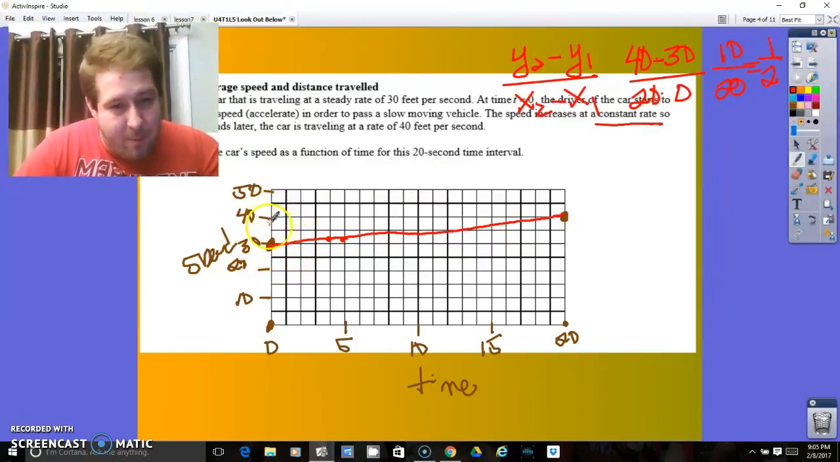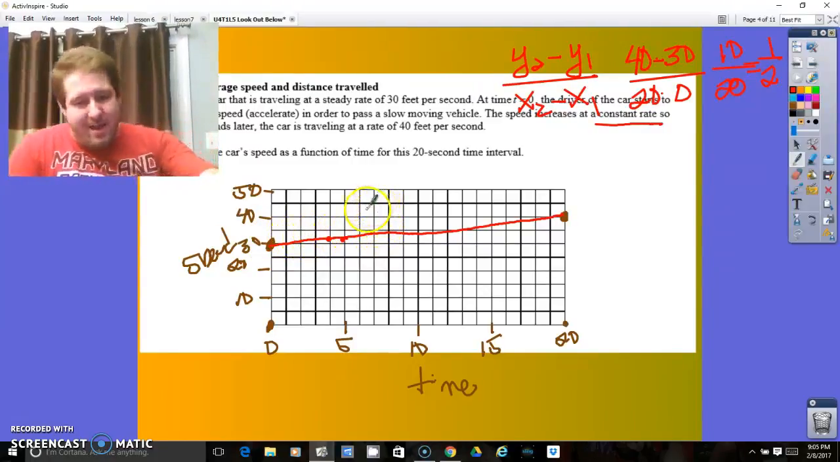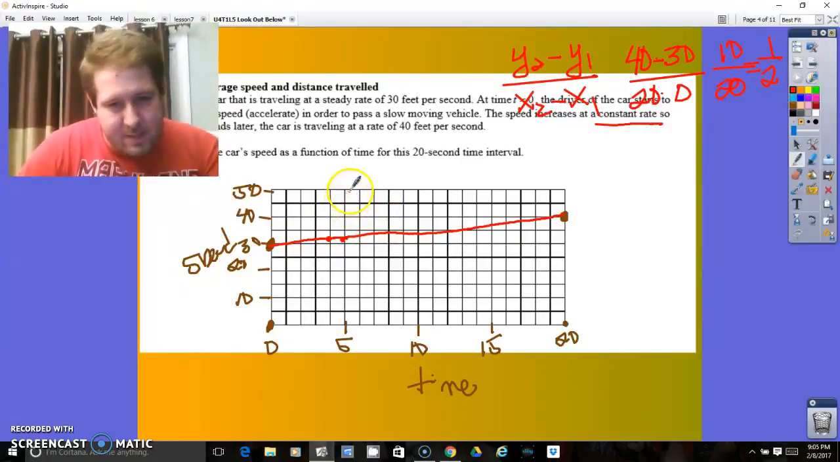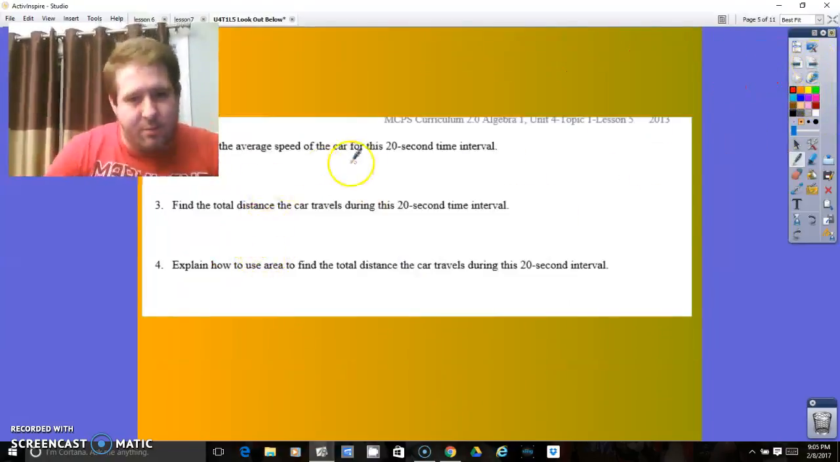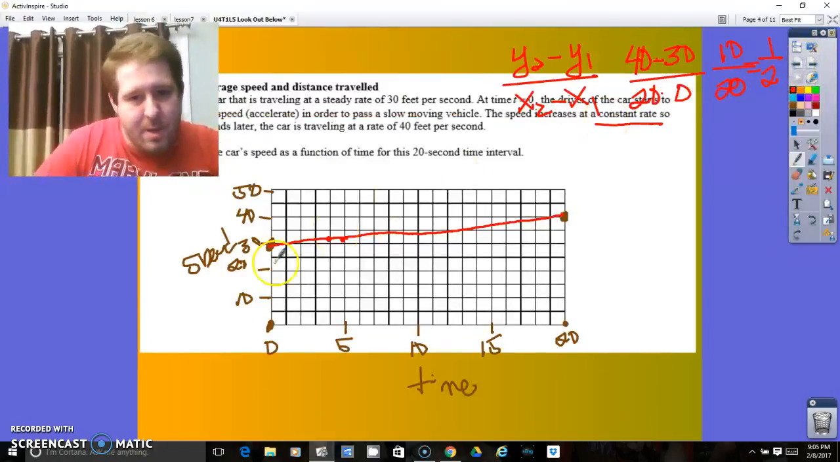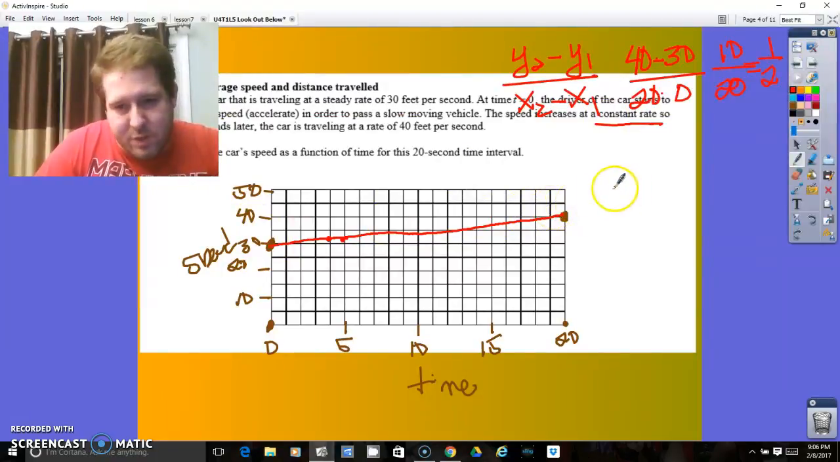Now, keep in mind that we went by increments of 5 here. So it's not going up 1 box, it's going up 1 mile per hour. It's going up 1 right 2, up 1 right 2, up 1 right 2, up 1 right 2. Okay, so that is the slope, so that's the slope of the equation. But we want to know what was the average rate of change from the start to the end over the 20-second span. So from here to here, what was the rate of change?